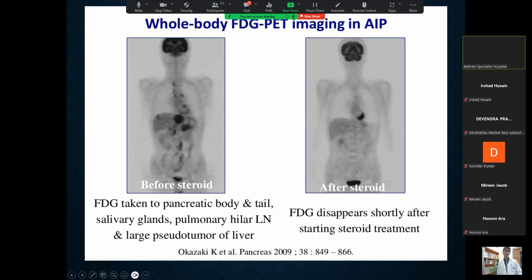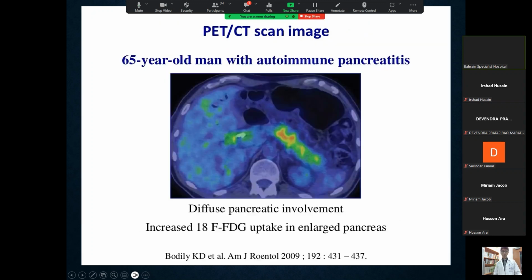If we can see, these are different areas of involvement with FDG uptake. And post-treatment, after just 2 weeks of treatment, most of the uptake is gone when comparing both images. There's diffuse pancreatic involvement with increased FDG uptake in the enlarged pancreas.